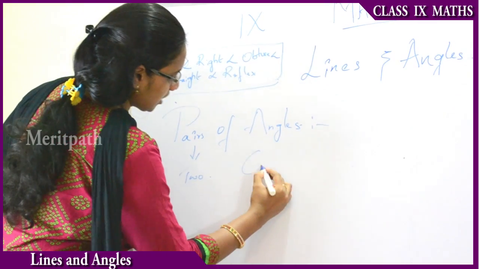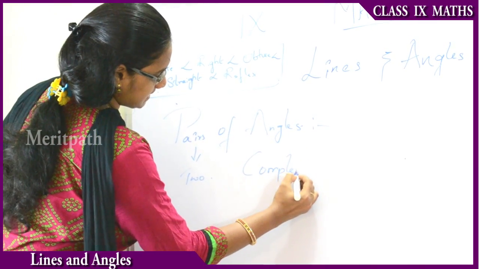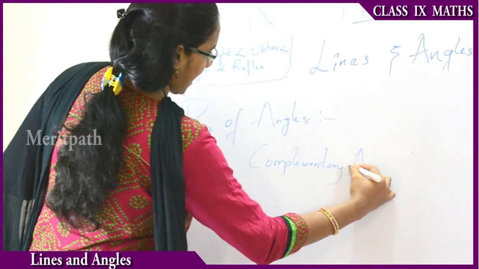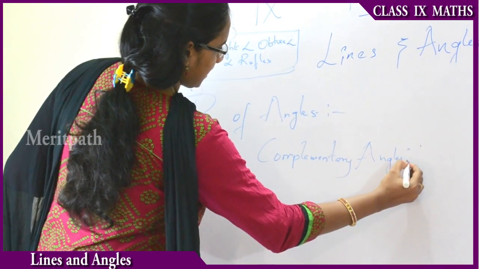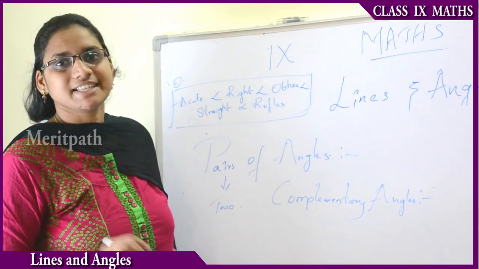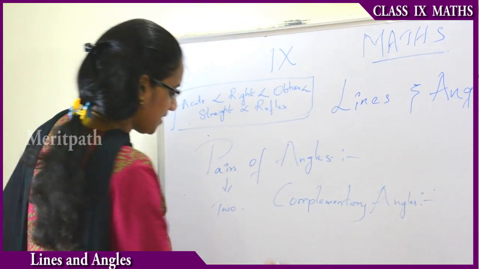Now firstly we will see the complementary pair of angles. Complementary angles: two angles are said to be complementary when their sum is 90 degrees.